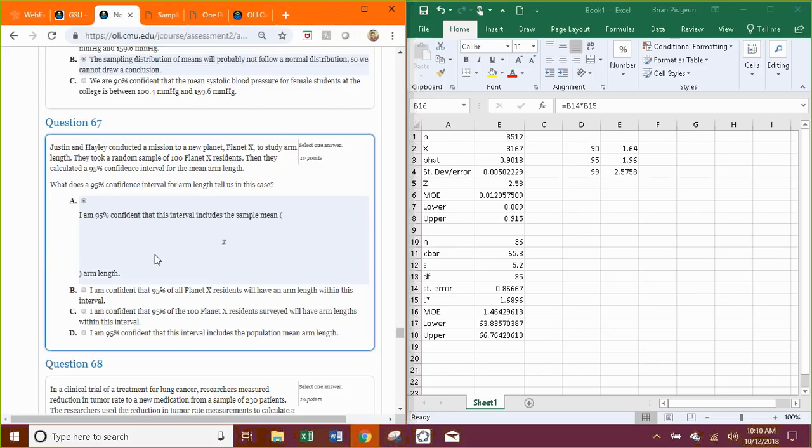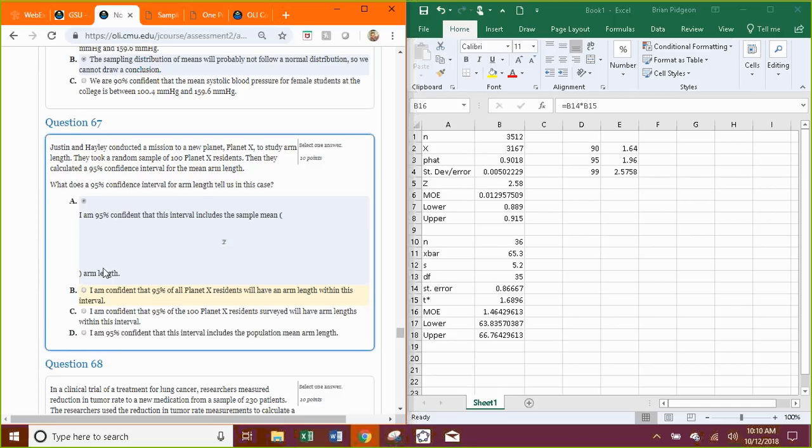Okay. Justin and Haley conducted a mission to a new planet to study arm length. They took a random sample of 100 Planet X residents. They calculated a 95% confidence interval. What does a 95% confidence interval for arm length tell us? Well, I am 95% confident this interval includes the sample mean.